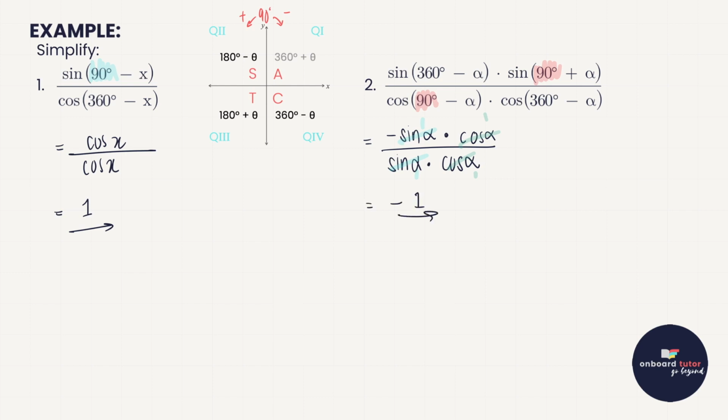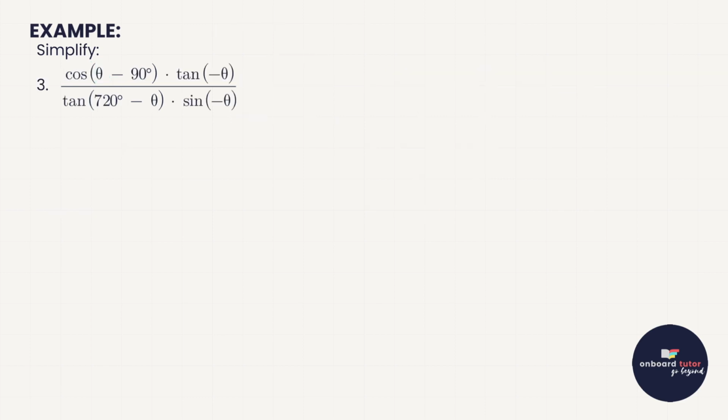Look at that. We used our knowledge, and we really did simplify these complex looking examples. Let's see if we can tackle some more. Okay, here's another one. Cos of theta minus 90 times tan of minus theta, over tan of 720 minus theta times sine of minus theta.